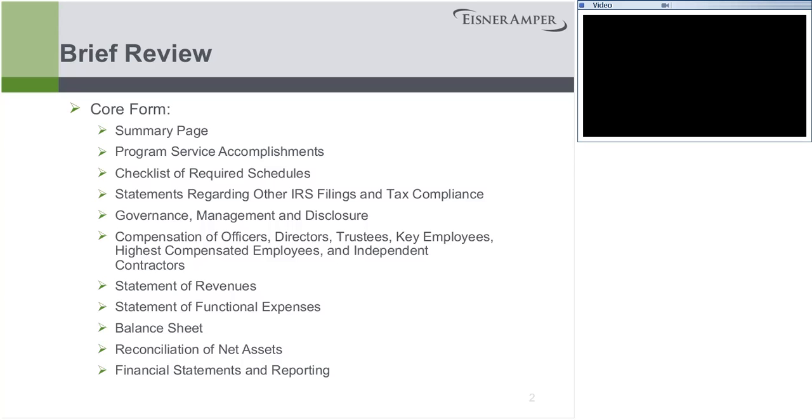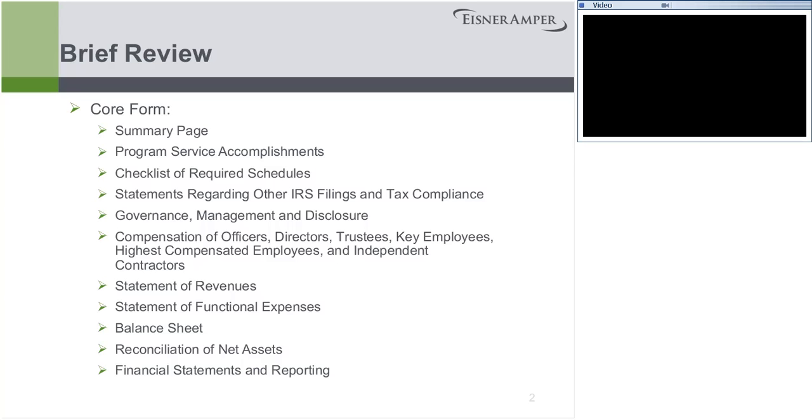It asks questions about governance, management, and disclosure. And as we discussed last time, the IRS actually has no legal ability to enforce compliance with the governance questions. They're really just asking because they know that it's a public document. And so hopefully you answer those in a positive manner and you have good governance. So I guess you could say it's their way of shaming you into good governance.